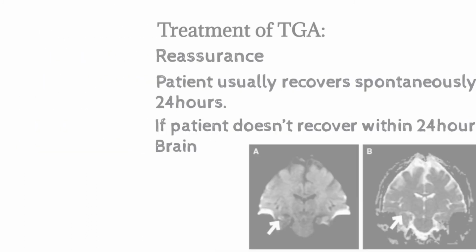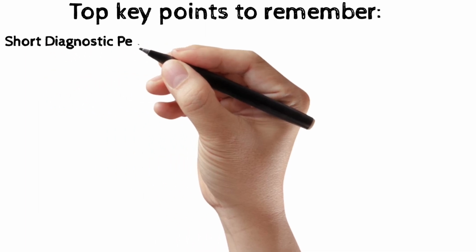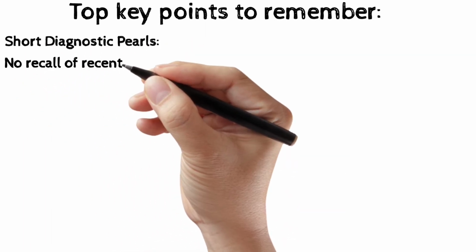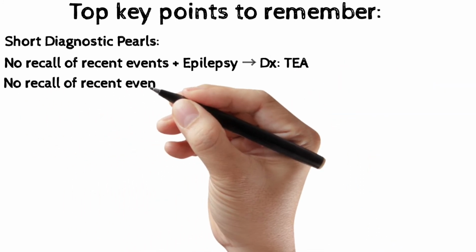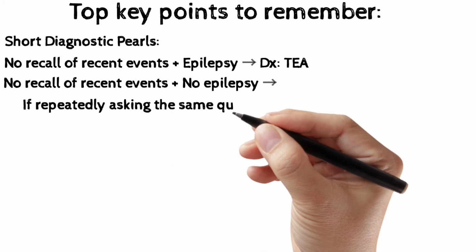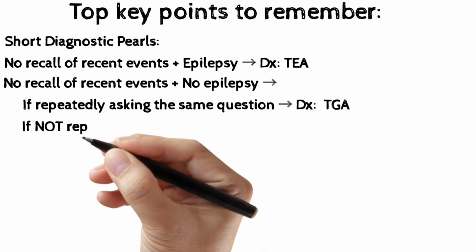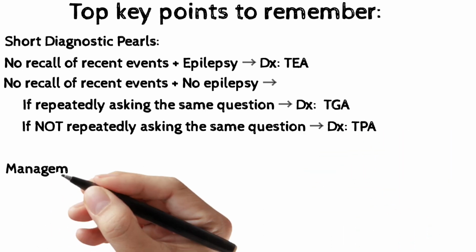So what are the top key points to remember from these slides? Short diagnostic pearls. No recall of recent events with epilepsy, diagnosis is TEA. No recall of recent events plus no epilepsy, check if repeatedly asking the same question. Diagnosis is TGA. If no repetition of asking the same question, diagnosis is TPA.